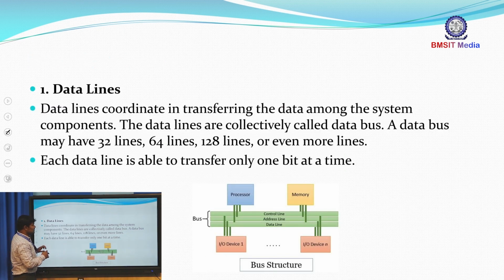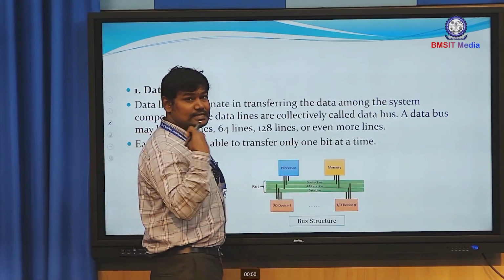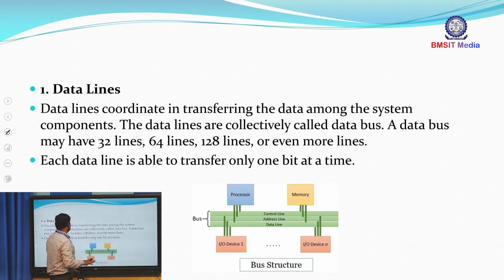Now let us consider what each signal represents: data, address and control lines. Data lines coordinate in transferring the data among the system components. The data lines are collectively called the data bus. All the data we are sending is considered data only. A data bus may have 32 lines, or 64 lines, or 128 lines, or even more. Each data line is able to transfer only one bit at a time.